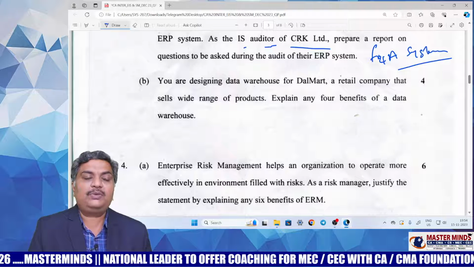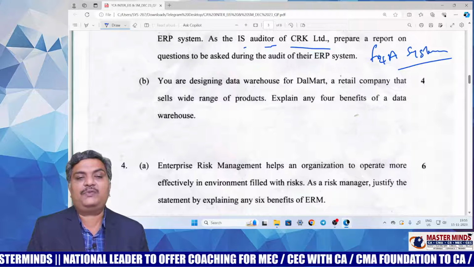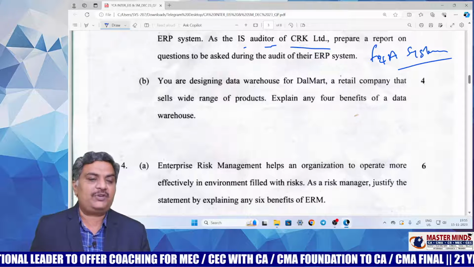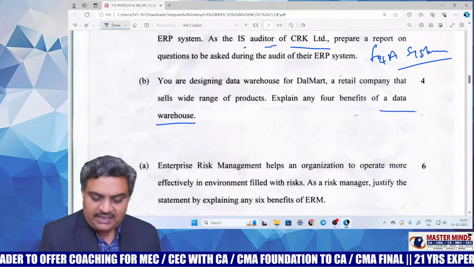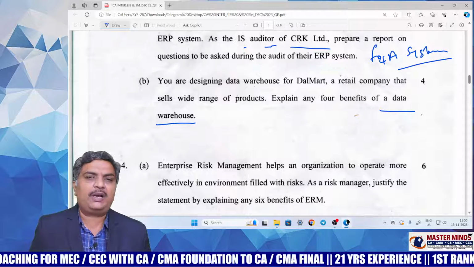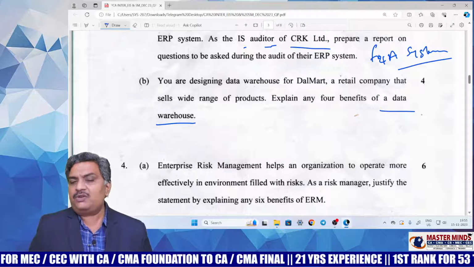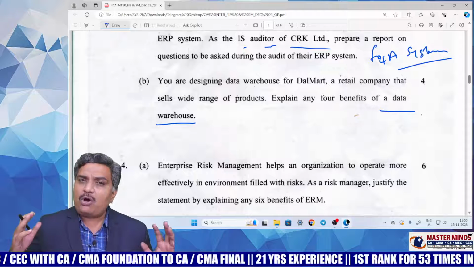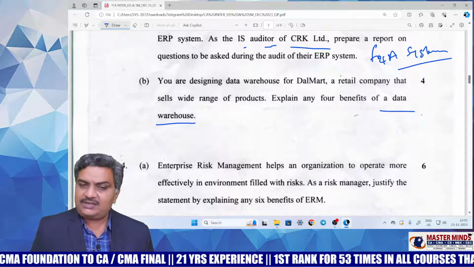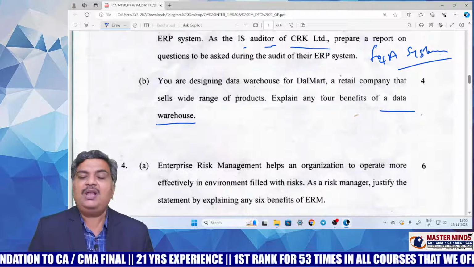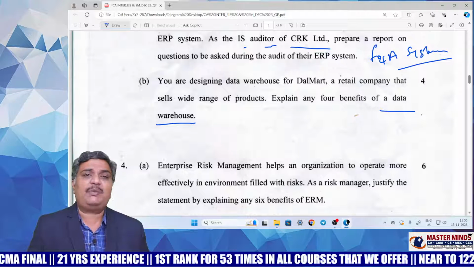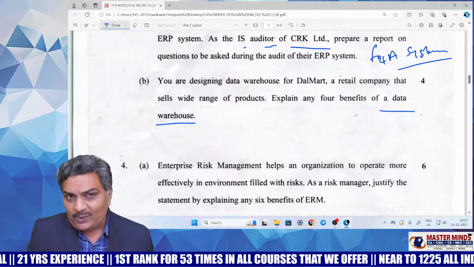And now coming to: you are designing a data warehouse for Dalmart, a retail company that sells a wide range of products. Explain any 4 benefits of a data warehouse. A very much expected question this one is, because today everywhere you find data mining, data warehousing, these concepts. So whenever you are writing the examination, you should always expect a question from either data warehouse or data mining. So this is not a surprising question. This is a very much expected question where you need to write that once an organization maintains a data warehouse, they will have one version of truth.